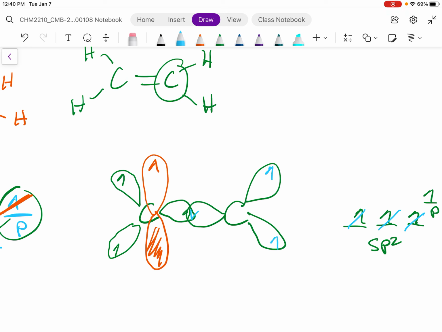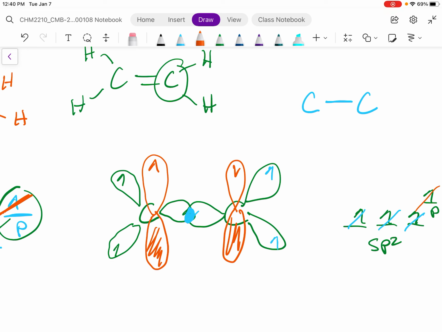Now what did I just do right there? There's orbital overlap right there. I just created a bond. So what we've done is created this carbon-carbon bond right there. And then we have the p orbital that we haven't accounted for yet. Okay?